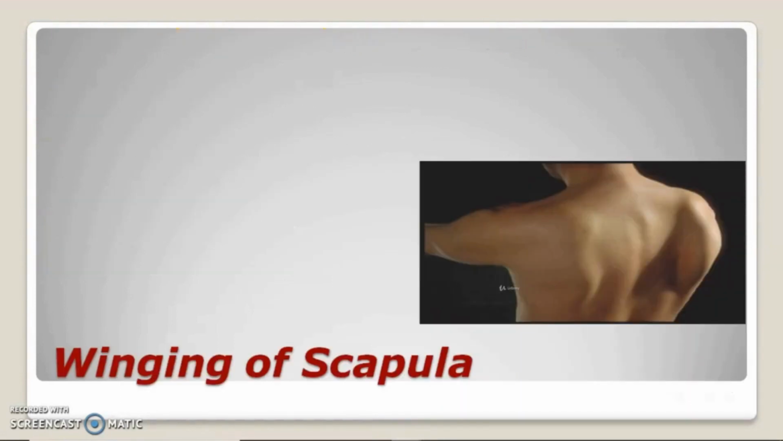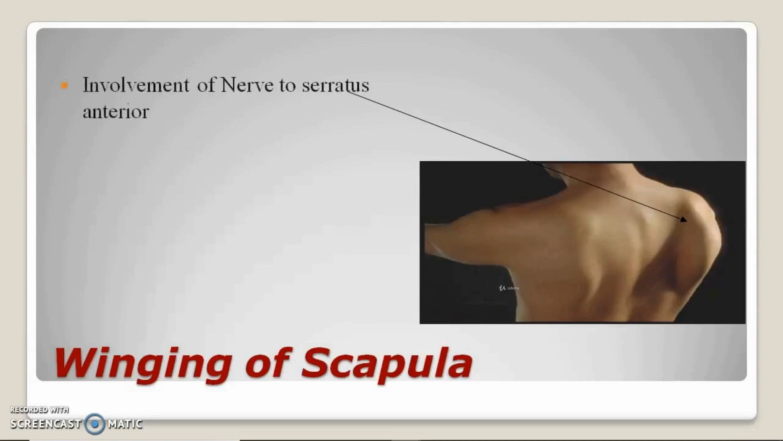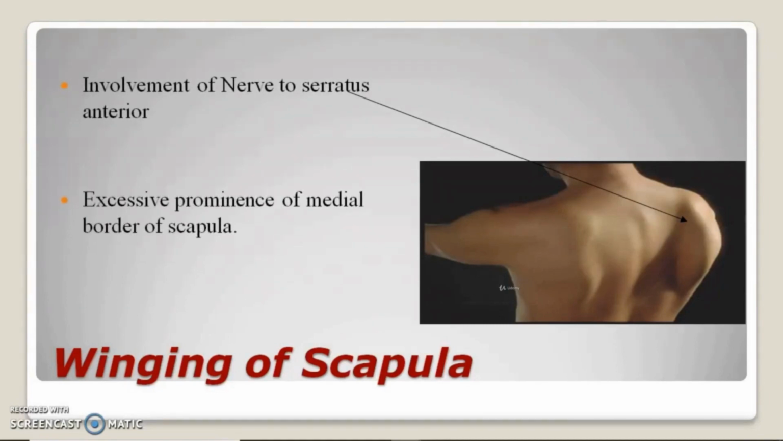Now we will go on to clinical aspect. So first condition is winging of scapula. You might have already learned in the pectoral region about serratus anterior we dealt, and the clinical aspect of serratus anterior is also the same, that is winging of scapula. So here involvement of nerve to serratus anterior will happen, as you know, and then we have excessive prominence of medial border of scapula. So this is a condition causing the winging of scapula, and then we will be having loss of punching and pushing actions made by scapula in this condition. And that's all about the clinical aspect of winging of scapula. I think you will remember this.